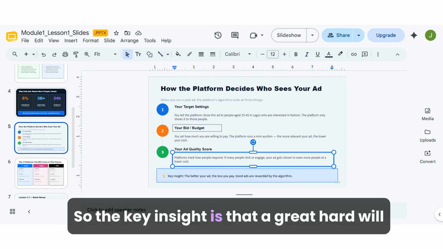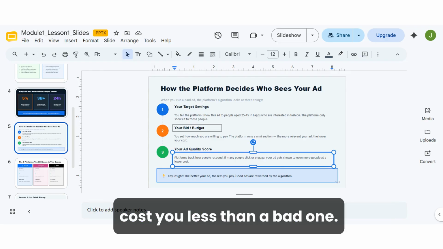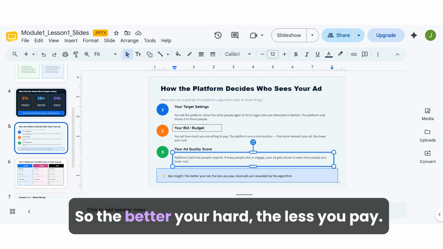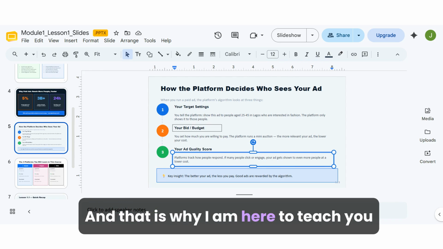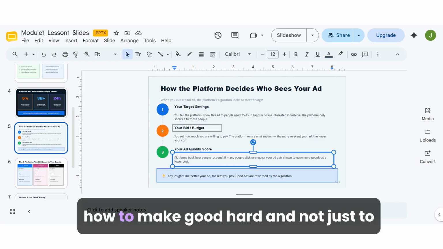So the key insight here is that a great ad will cost you less than a bad one. So the better your ad, the less you pay. And that is why I am here to teach you how to make good ads and not just to spend money.